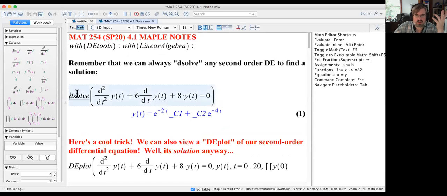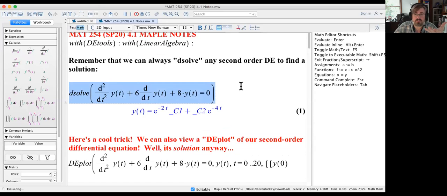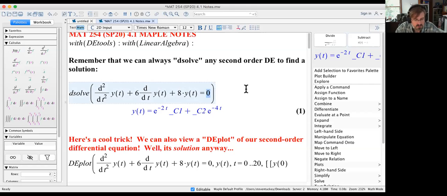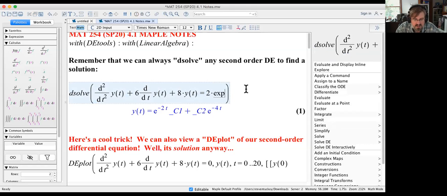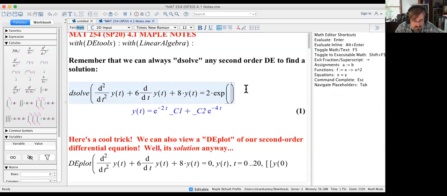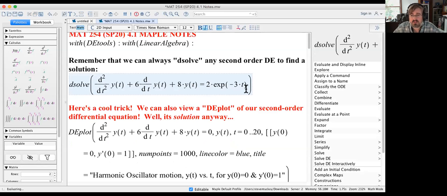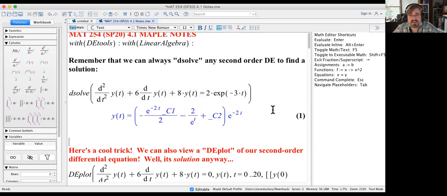We can always dsolve a second order differential equation if it's equal to 0. We can also dsolve it if it's non-homogeneous as well. So you can stick something other than 0 in there, and you'll just get a different solution. As a matter of fact, this should look familiar. If I change my right-hand side, notice there's my homogeneous solution. But if I stick in here 2 times e to the negative 3 times t and say dsolve, Maple thinks about it, no problem.